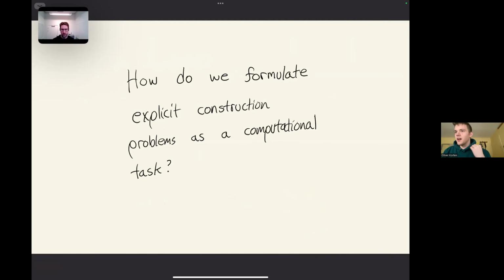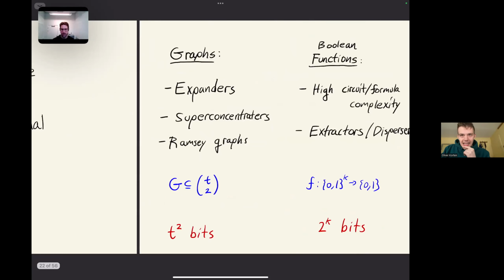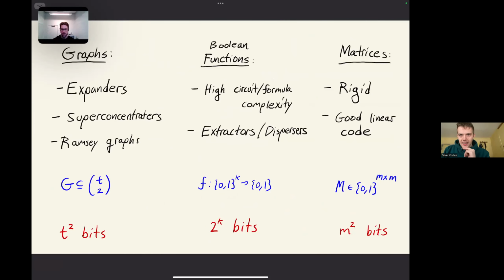So, getting back to this, I said we want to establish a complexity theory for explicit construction problems. How do we formulate them as a well-defined computational task? So the idea is that in each of these cases, I gave you some definition of a good combinatorial object that has some nice property. In each case, we can imagine the object in question is described by a certain number of bits, right? If it's a graph on t nodes, it's t squared bits.